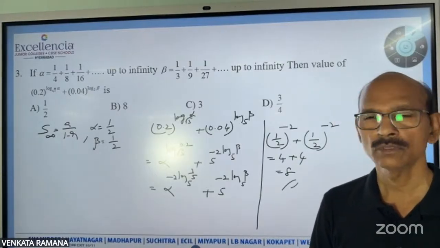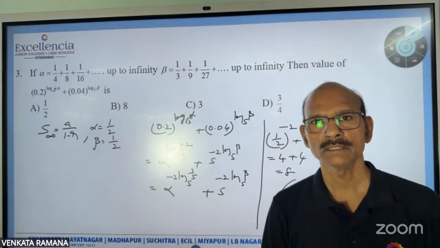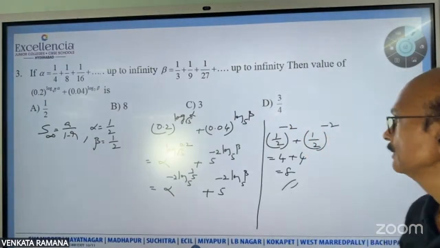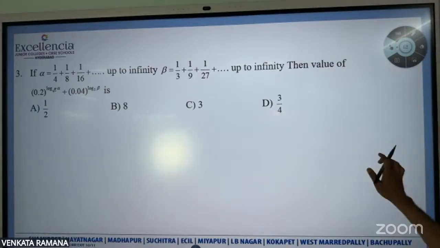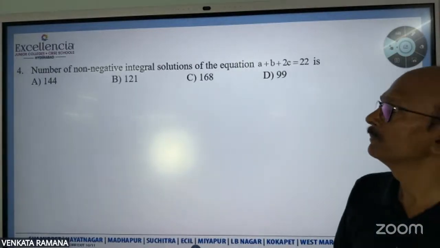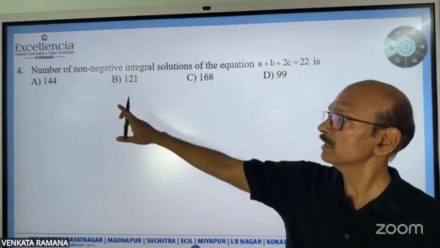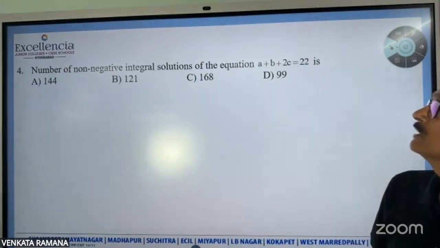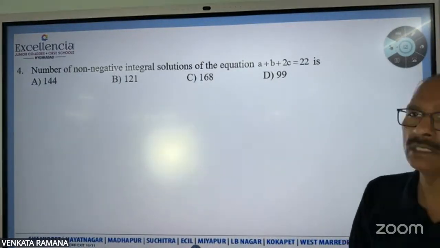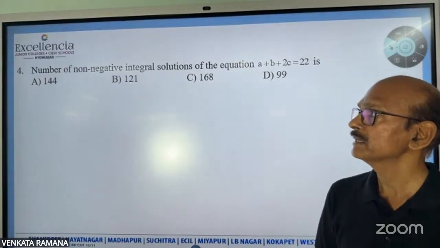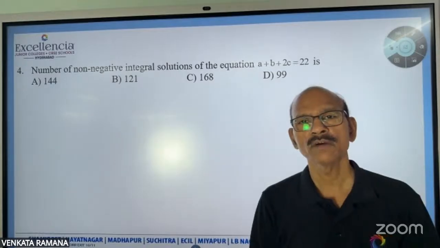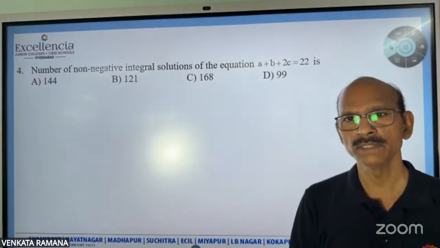This is one more question on the basis of students' memory. Next, let us move to the next question. See, this is one more question. Number of non-negative integral solutions of the equation a plus b plus 2c equals 22 is. Number of non-negative integral solutions means including 0.